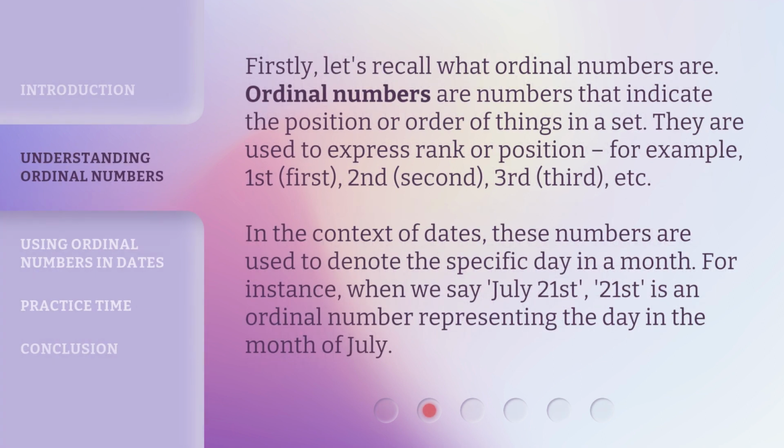Firstly, let's recall what ordinal numbers are. Ordinal numbers are numbers that indicate the position or order of things in a set. They are used to express rank or position. For example, first, second, third, etc. In the context of dates, these numbers are used to denote the specific day in a month. For instance, when we say July 21st, 21st is an ordinal number representing the day in the month of July.